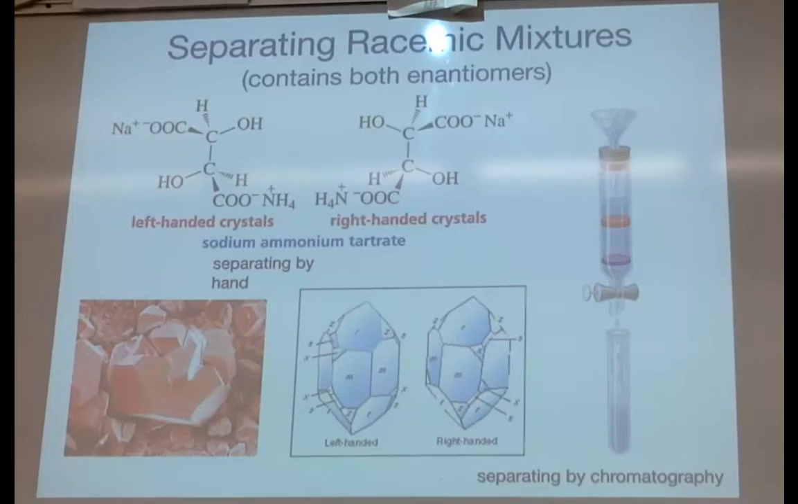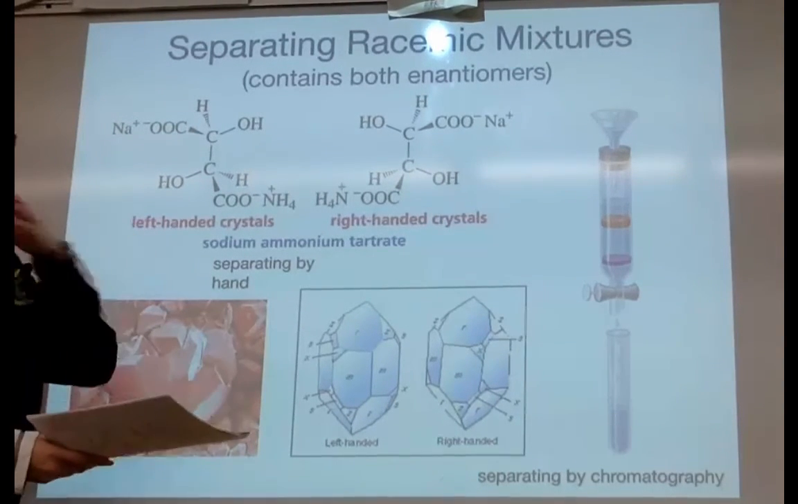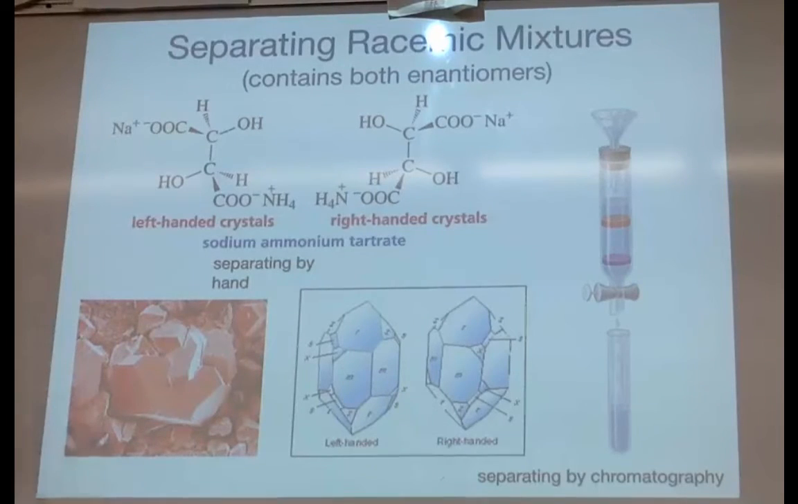One kind of term that I want to talk about are racemic mixtures. We're not going to deal a lot with racemic mixtures, but I just want to introduce them. A racemic mixture is when we have a 1-to-1 mixture with both enantiomers. Now you're like, okay, so this is showing crystals, what is that? Well, racemic mixtures are actually useful.